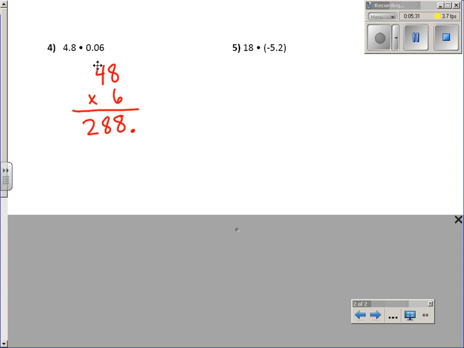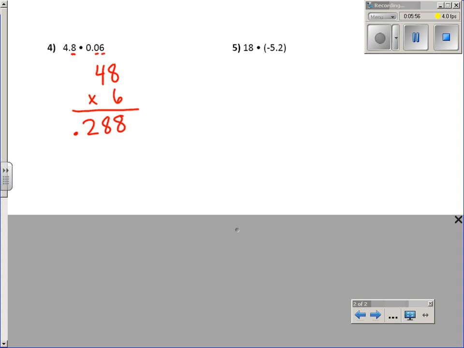We want to move it 1, 2, and 3 places to the left because that's how many digits are to the right of the decimal in the factors. So here we go, 1, 2, and 3. So your final answer would be 0.288. We don't have to worry about signs here because both numbers were positive. So our answer is going to be positive.